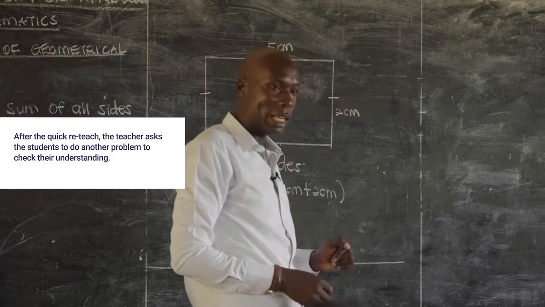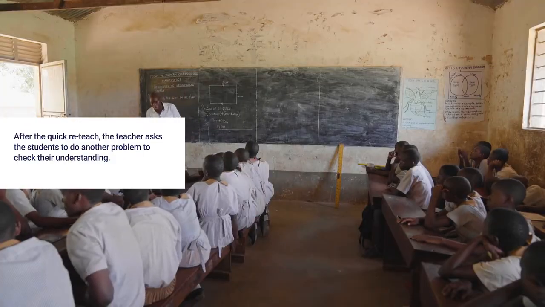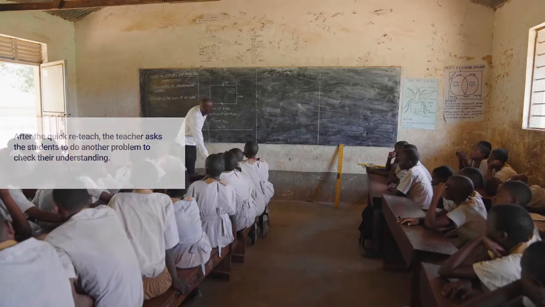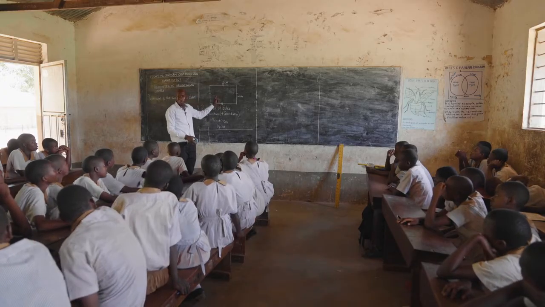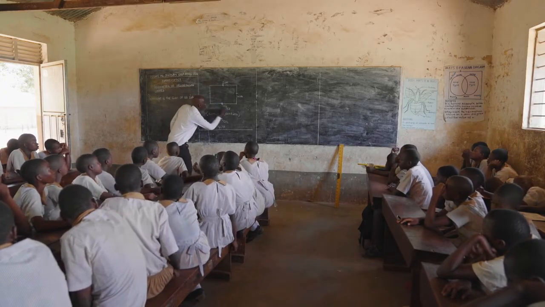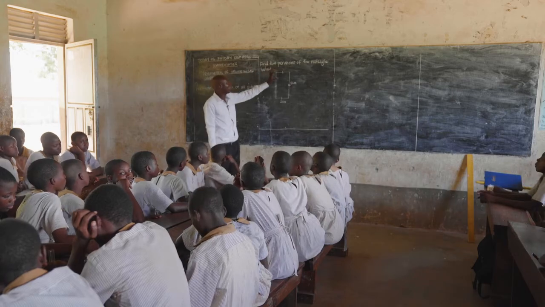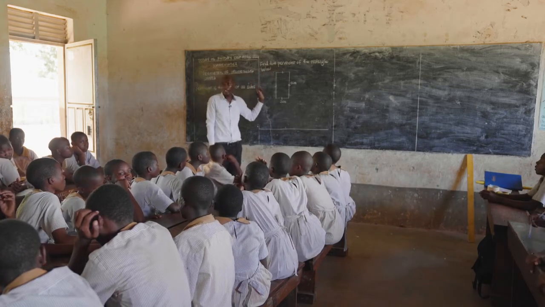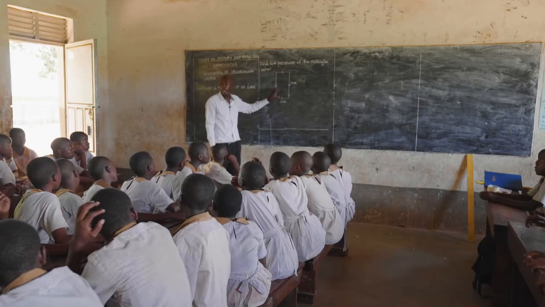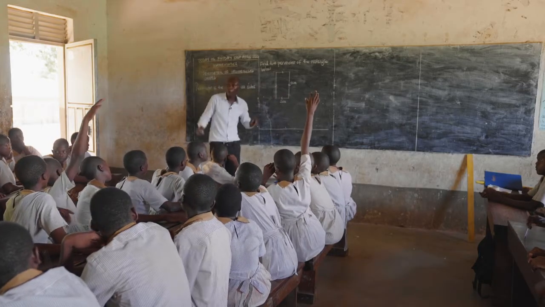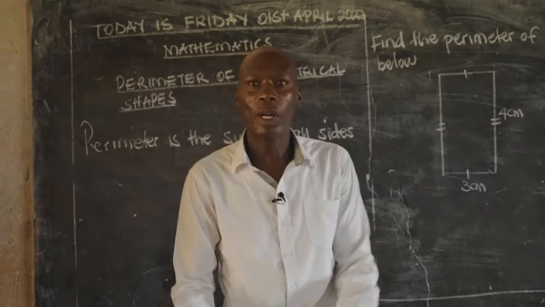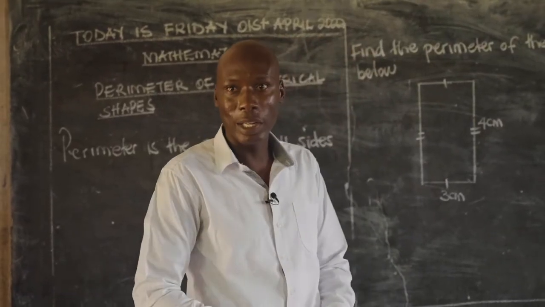Have you understood that? Yes. I'm going to put another diagram to check if you have understood. Is that okay? Yes. Should I clean this one? Yes. Okay. We are going to find the perimeter of this rectangle, and I will get the answers from you. Who is going to give me the perimeter of this rectangle? Talikaza. 14 centimeters. Okay, class. Talikaza has got the right answer.